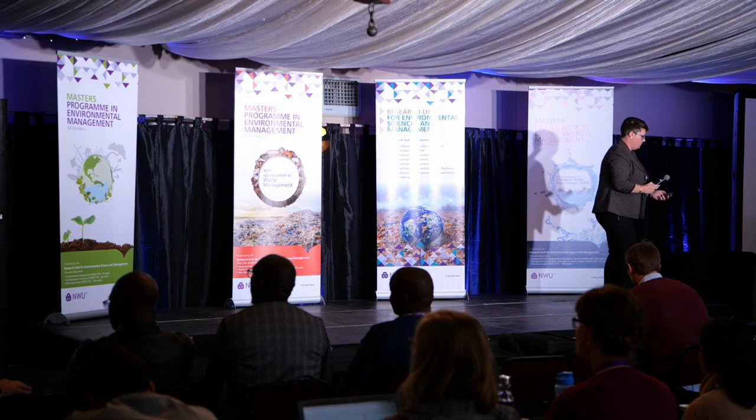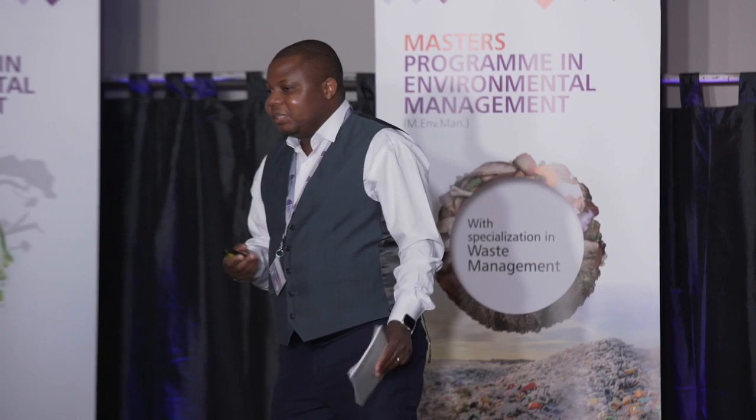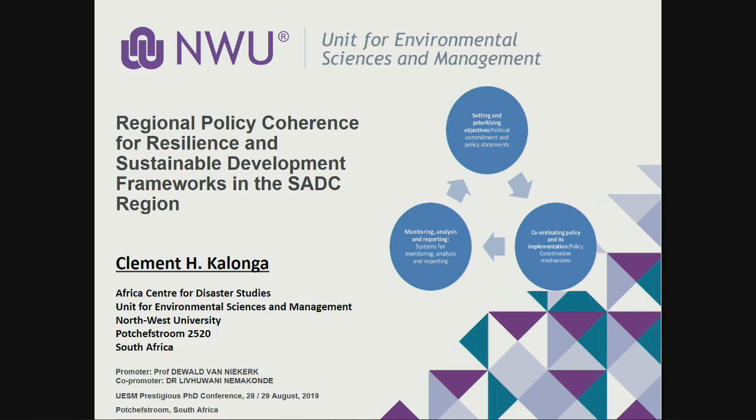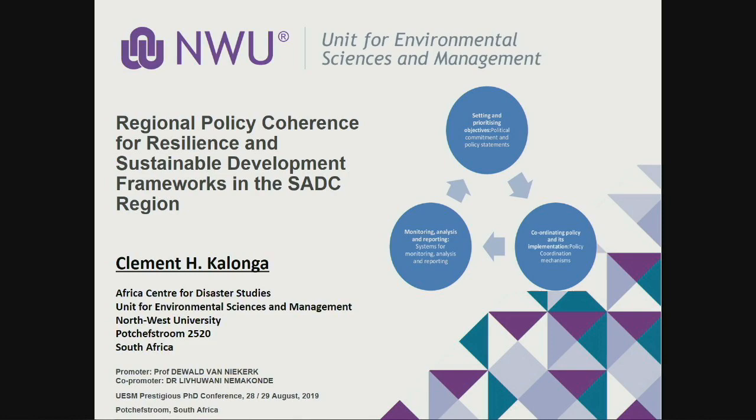I'm Clement Kalonga, and my research is trying to reflect on the complexity of human needs. With climate change and disasters, it's no longer about addressing poverty or achieving economic growth. Human needs have become more complex. There are three underpinning concepts in my research. Firstly, policy coherence, then sustainable development, and then resilience. I'll just try to unpack them.